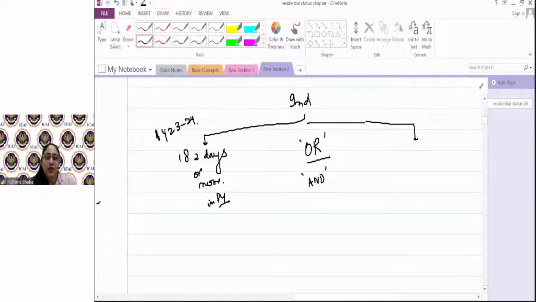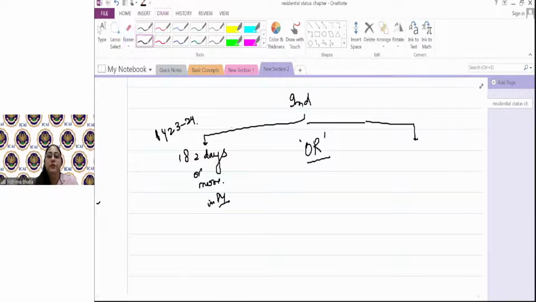Or and And. This I don't have to explain to you. Or means either this or this. And means this also and this also. Condition 1 also and condition 2 also. Both have to be fulfilled. When it is or, that means either condition 1 or condition 2. Any one of them has to be fulfilled. Okay.